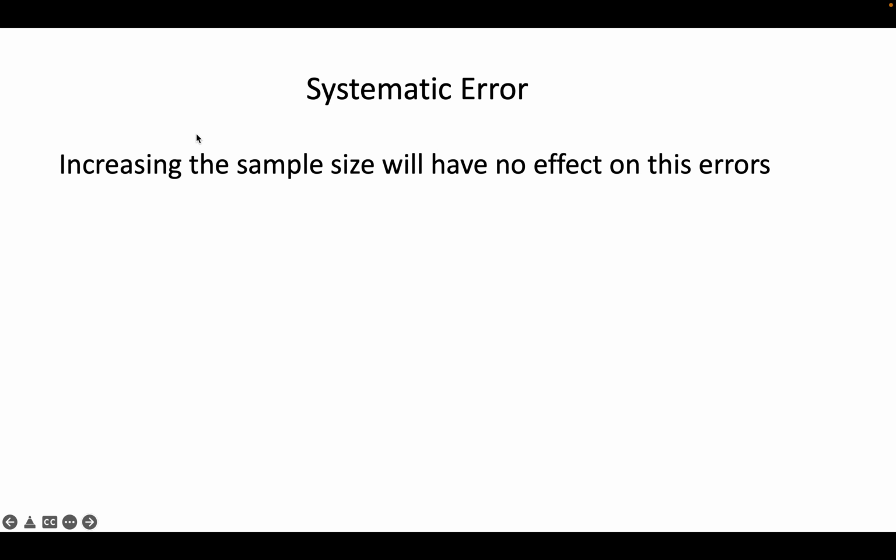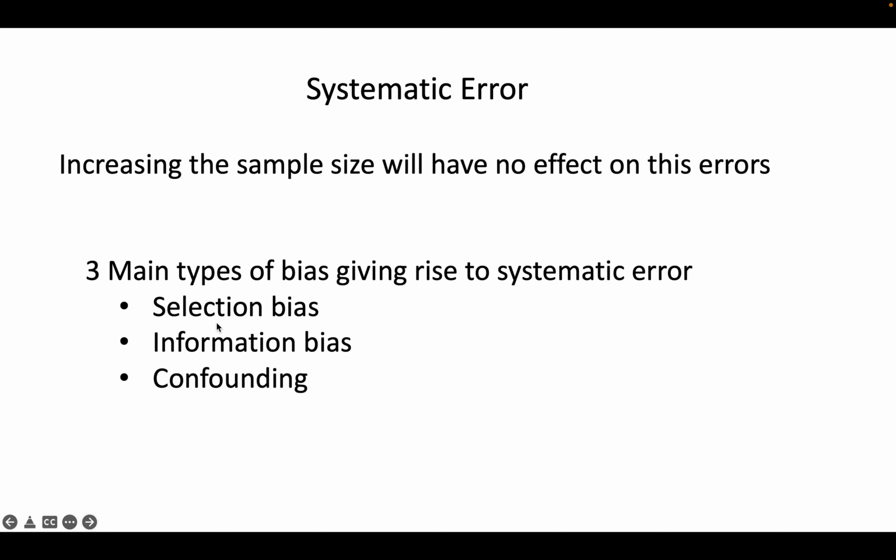So with systematic error, increasing the sample size doesn't help. The 3 main types, like I said, were selection bias, information bias, and confounding. And I'm going to do whole videos that focus on these 2. I already have one that focuses on confounding, but I'm just going to touch on these briefly, because if I didn't, the video wouldn't really be complete, but I'm going to spend more time talking about it in another video.